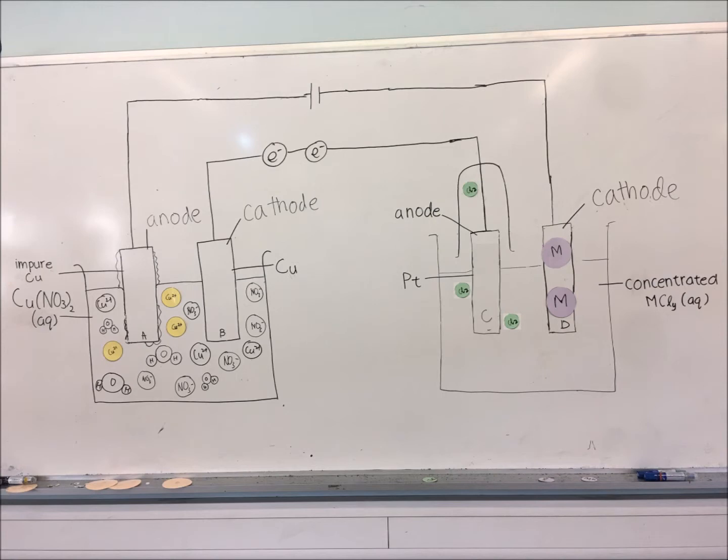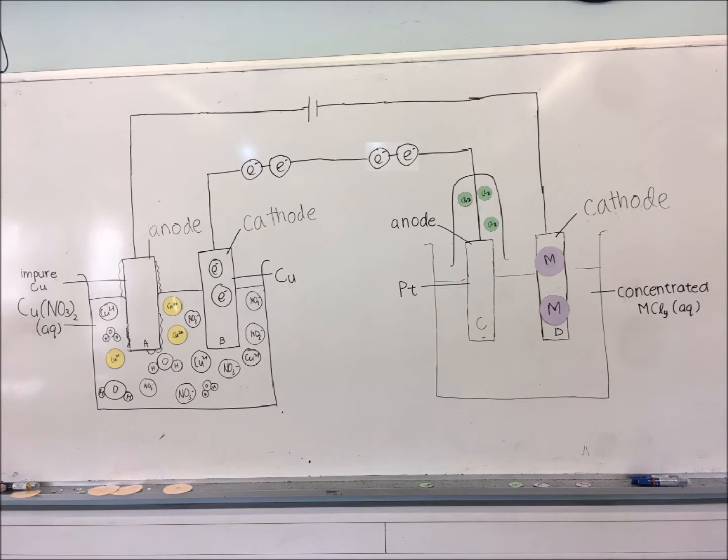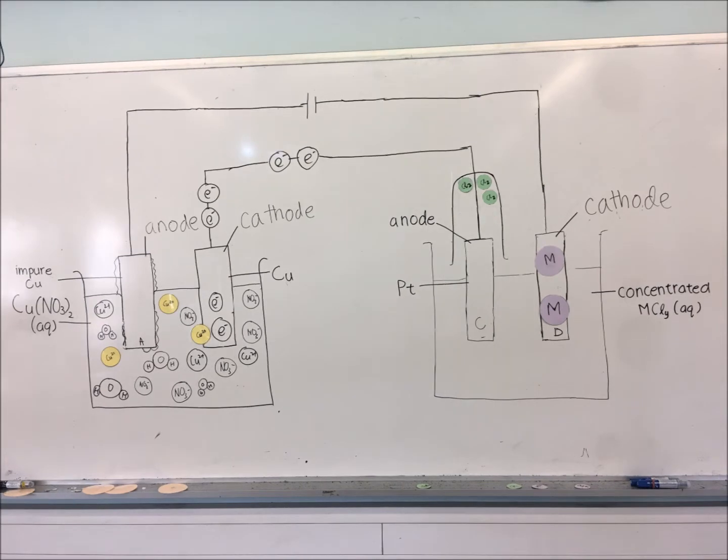Then, the copper 2+ ions, which are found in the other beaker containing copper nitrate solution, would be attracted to electrode B by the negatively charged electrons that are held there. Upon contact with electrode B, Cu2+ ions would undergo reduction to produce copper metal. As chlorine gas is less dense than air, it would be collected through upward displacement.